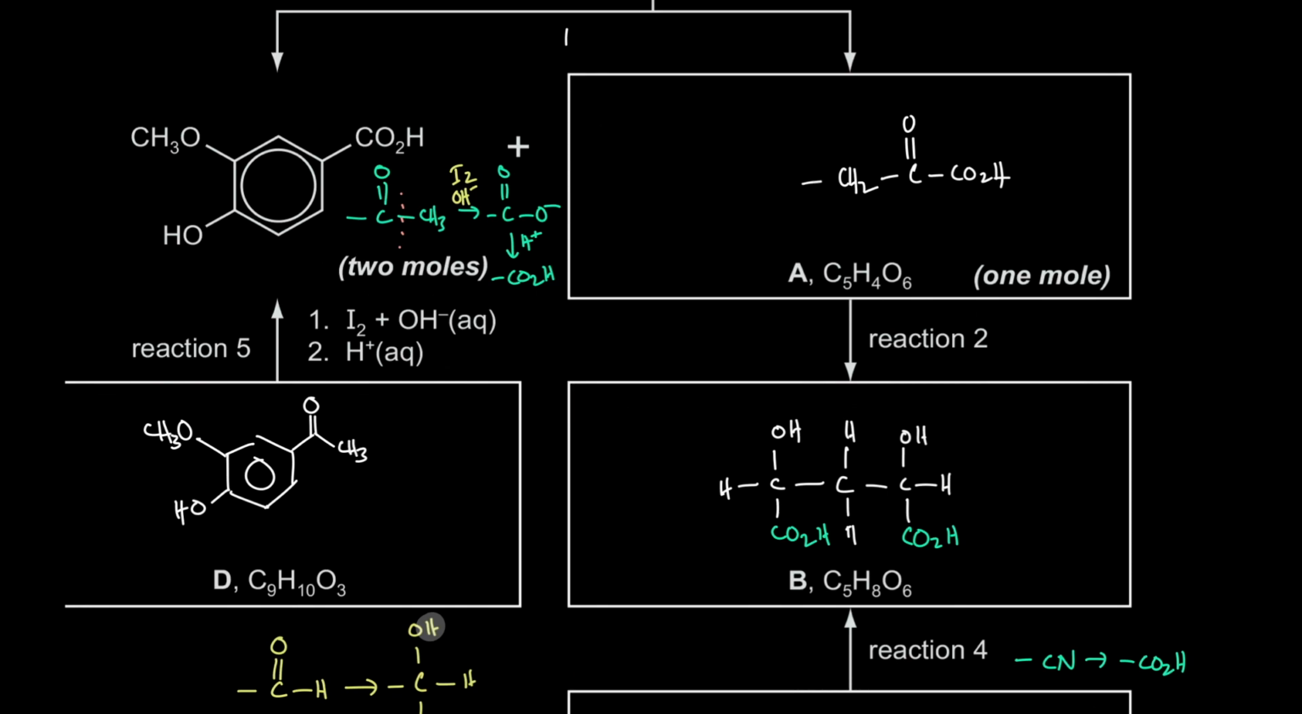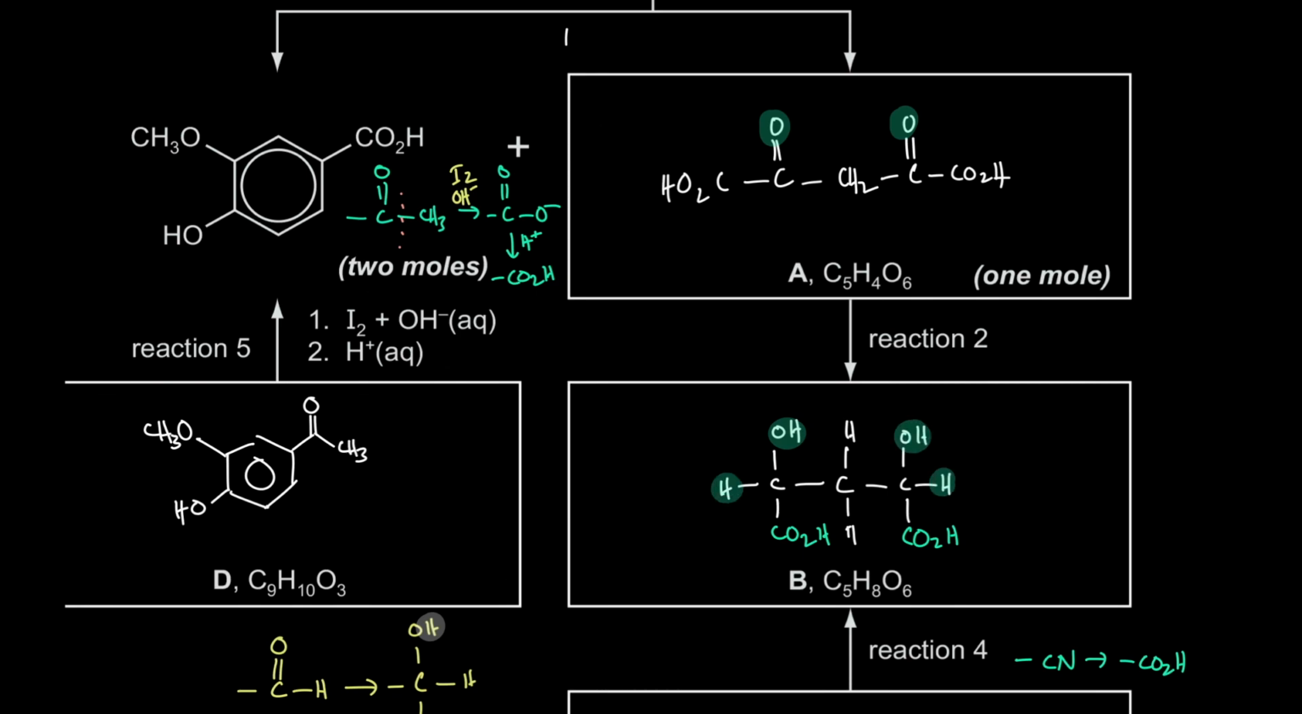And the same thing here. This secondary alcohol that we have, this carbon was a ketone that was reduced to a secondary alcohol that is bonded to a carboxyl group. So this is the structure of compound A. In reaction 2, the ketones were reduced to form secondary alcohols.